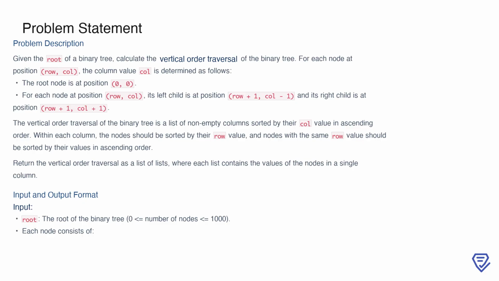Based on these positions, the vertical order traversal requires us to output all non-empty columns in ascending order of their column indices. Within each column, nodes must be sorted by their row values first, and if multiple nodes are in the same row, they should be sorted by their values in ascending order. Finally, the result is returned as a list of lists, where each sublist corresponds to a single column's node values.